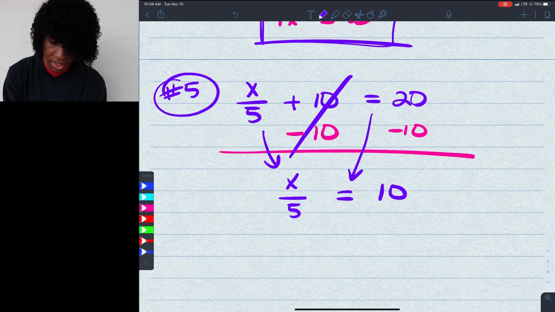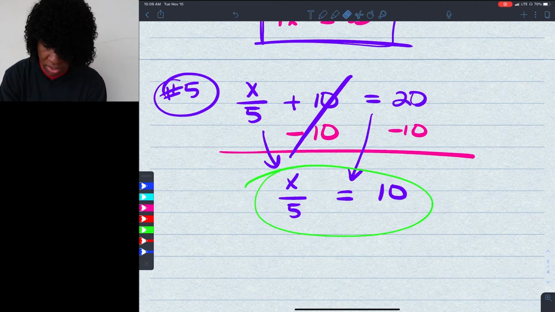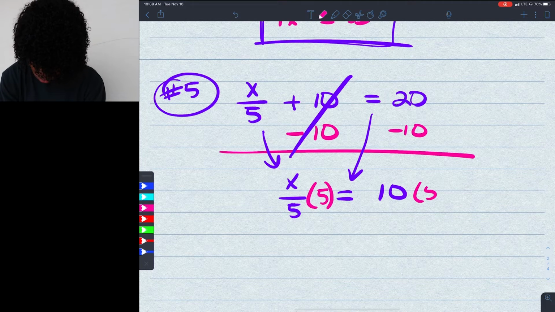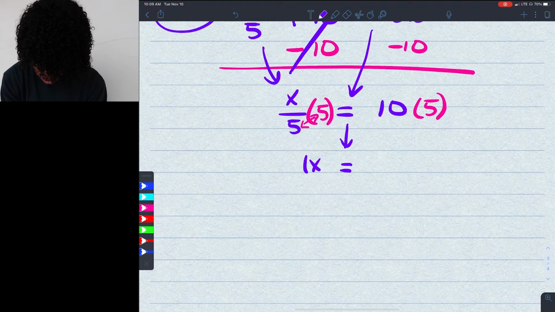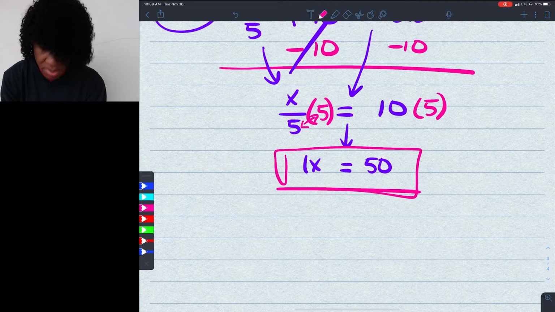And now you've got something that looks really familiar to us, okay? We just have x divided by something equals something. So at this point, it's really easy. The opposite of divided by 5 is multiplying by 5. And you do so to both sides. 5 divided by 5 is 1, so that leaves you with 1x. Bring down your equal sign. And then 10 times 5 is 50. And that is it, my friends. Piece of cake. Easy peasy.